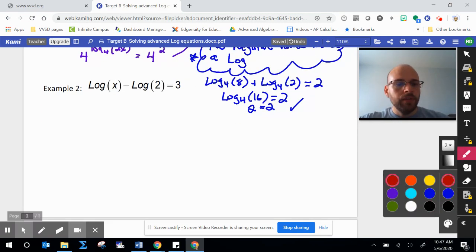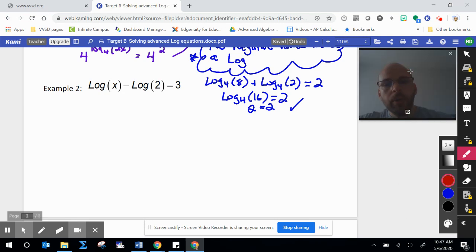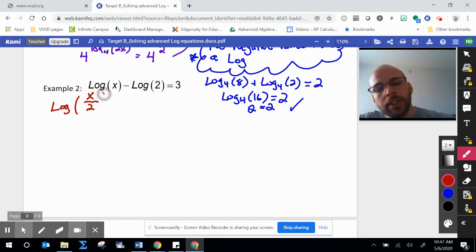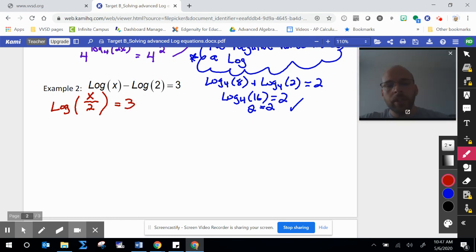So if you take a look at example 2, now we have a subtraction of two logs, which means I'm going to combine those together. All right, so the log, and because it's a subtraction, we're going to use the other property, which means I need to have division. So it'll be the log of x over 2 equals 3. So we condensed it into just one log so that we can solve it. Now, we need to use the base in order to get rid of the log. So we're going to create some exponentials on each side.